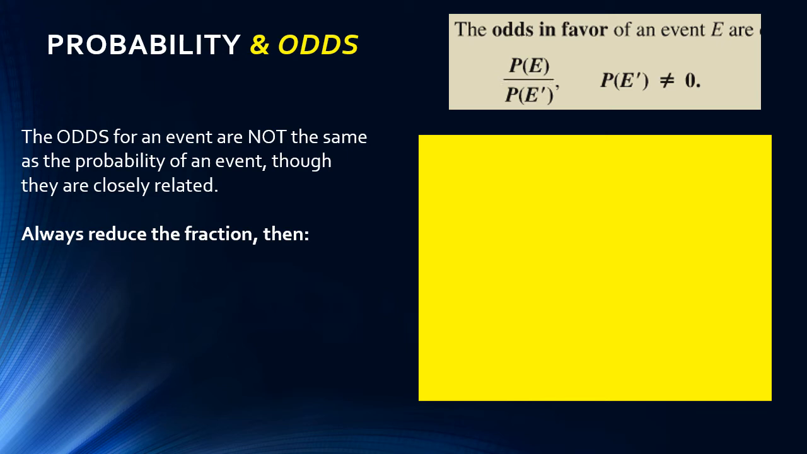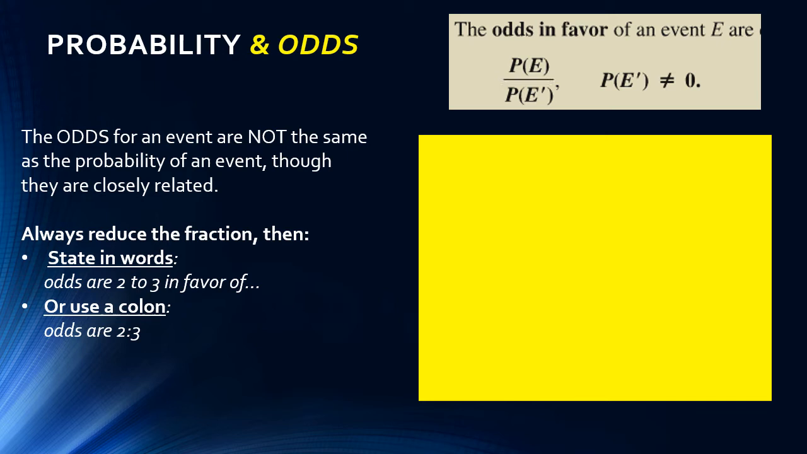So what you're going to do here is put the probability of an event over 1 minus that probability and then simplify the fraction. And then you need to state it in words. We don't write odds as fractions. We don't say it's 2/3. We say the odds are 2 to 3, or 2:3. You do not leave odds in fraction form. It's 2 to 3 or 2:3, not 2/3.